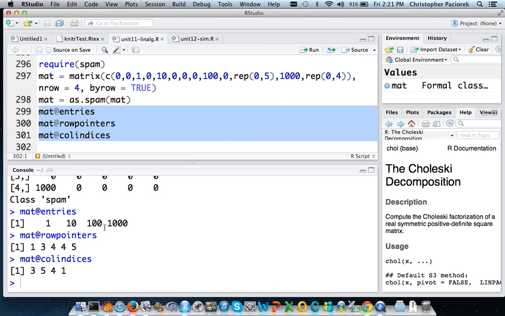If I want to know where the first row starts, it's going to be the first non-zero element, so it's going to be this guy. If I want to know where the second row starts, so the second position in row pointers here, that's going to be the third non-zero element, so that's going to be the 100 value.